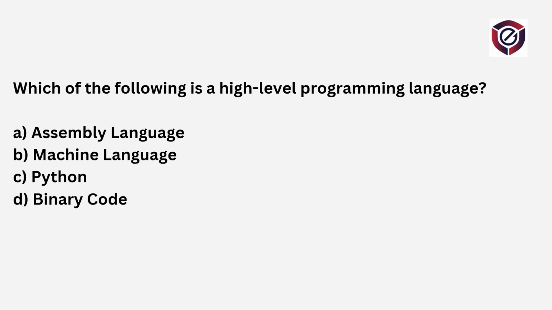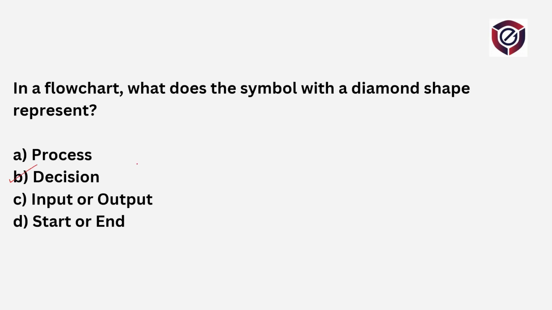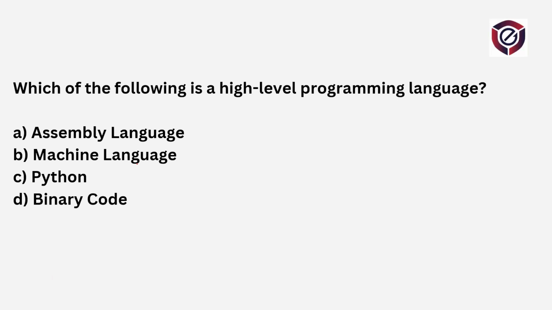Which of the following is a high level programming language? So a high level programming language is a programming language which is very similar to English, which contains English-like statements, which are easy to write for a human, whereas it is difficult to interpret for a machine. So such programming languages are called high level programming languages.